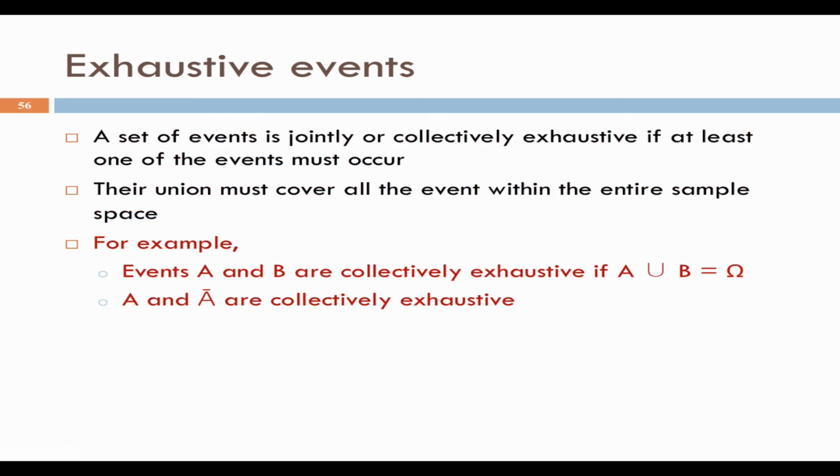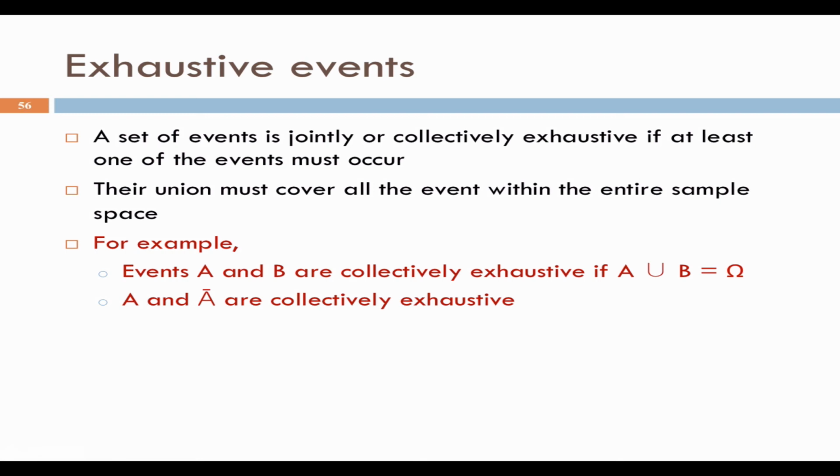The last concept that we are going to talk about today is called exhaustive events. A set of events is jointly or collectively exhaustive if at least one of the events must occur. So that means their union must cover all the events within the entire sample space. So, if A and B are collectively exhaustive, that means A union B is equal to the total sample space.